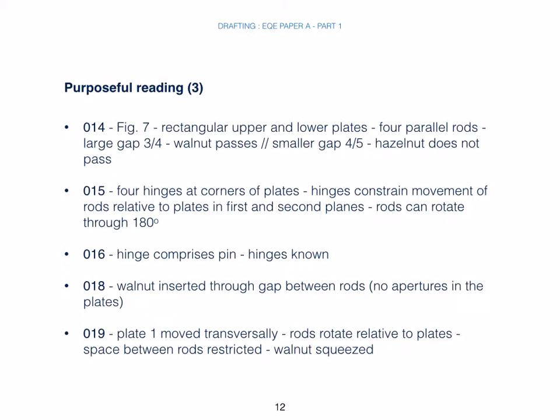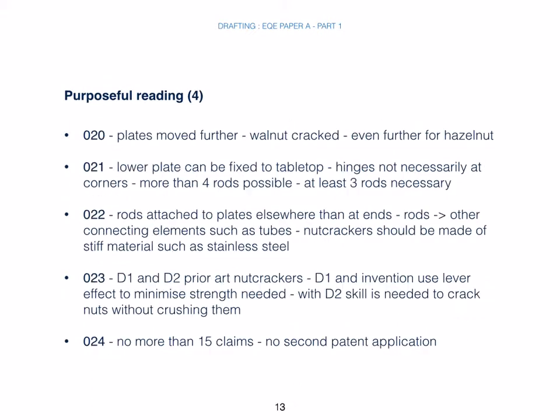So I noted for paragraph 19, plate 1 moved transversely. It didn't actually say transversely, but that's what I understood. Rods rotate relative to plates. Space between rods restricted. Walnut squeezed. And then we turn to paragraph 20, which is figure 11. And we have to turn over the page of the client's letter.